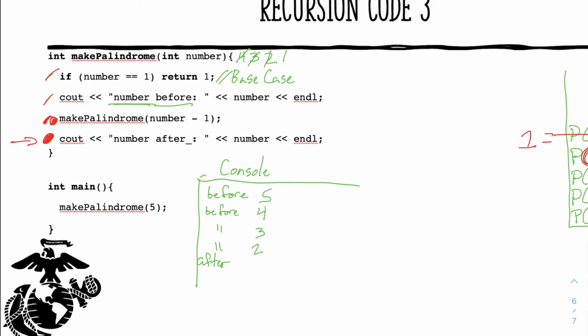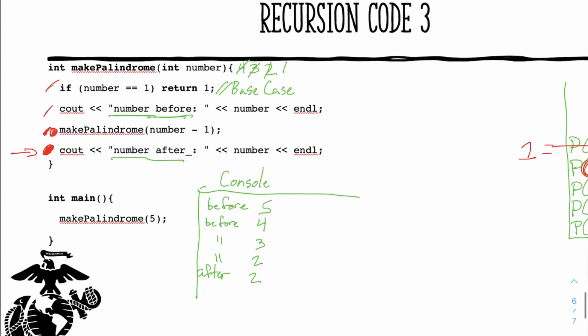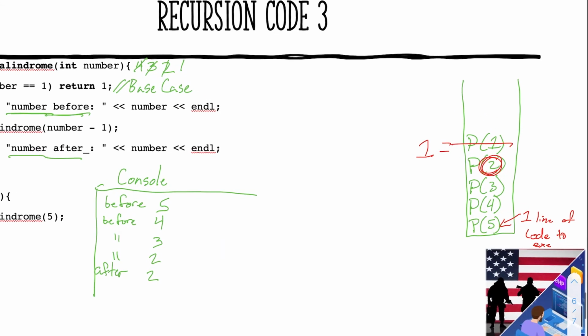We notice that this says number before and this says number after. So we have after, and the number that we're referring to now is 2. So now we have completed all lines of code. I've completed this line of code, completed this line of code, completed this line of code, completed this line of code. I've completed everything for, let's change the color, for this palindrome 2. So because I've completed everything, I pop it off the stack.